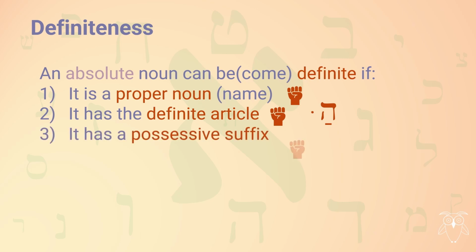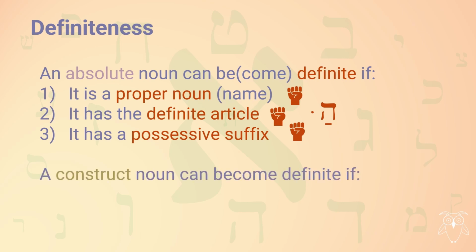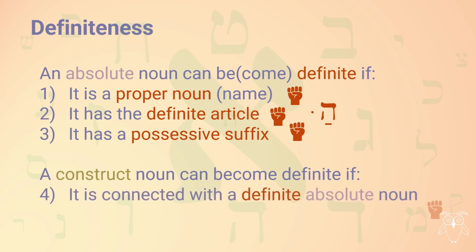3. The noun has a possessive suffix. More on possessive suffixes in a future video, but suffice to say for now that if a noun has a possessive suffix, it is both definite and absolute. And then there is one way in which a construct noun can become definite, and that is that the noun is connected with an absolute noun that is definite because of 1, 2, or 3. Nouns that do not fall under the categories 1, 2, 3, or 4 are indefinite.